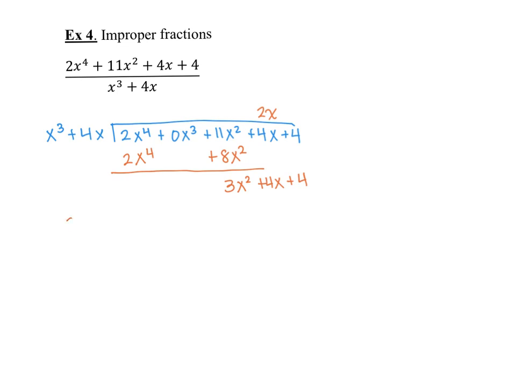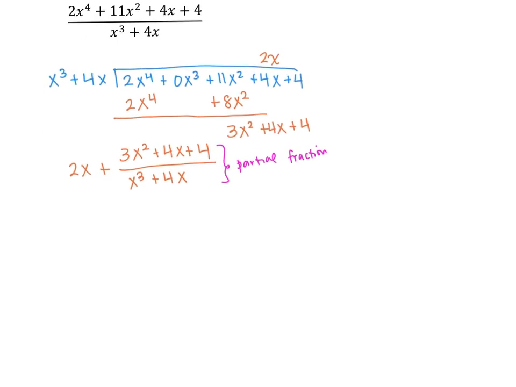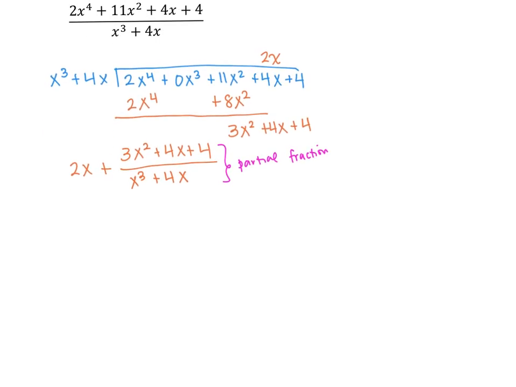So when I divided, I got 2x plus my remainder, which is 3x squared plus 4x plus 4 over x cubed plus 4x. Okay, the remainder is the part that I'm going to make into a partial fraction. So this is the part that I'm going to break down. When I rewrite it at the end, though, I'm going to make sure I include the 2x that I divided out. Okay, but for the sake of the partial fraction, we're just going to start with the remainder.